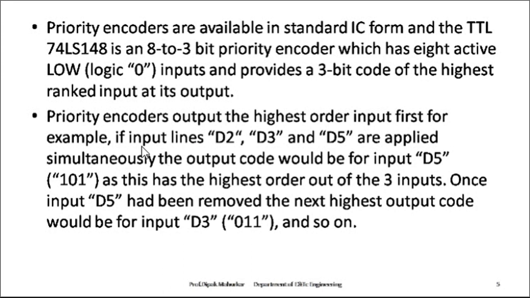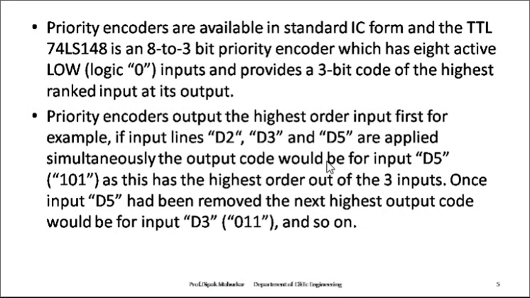For example, if the input lines D2, D3 and D5 are applied simultaneously, the output would be for input D5, meaning 101, as this has the highest order out of the 3 inputs. Once the input D5 has been removed, the next highest output code would be D3, 011, and so on.